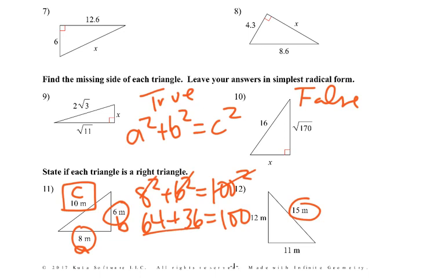Okay, 64 plus 36 is 100. Does 100 equal 100? That's true, so therefore, yes, number 11 is a right triangle. Okay, then we try it for number 12.